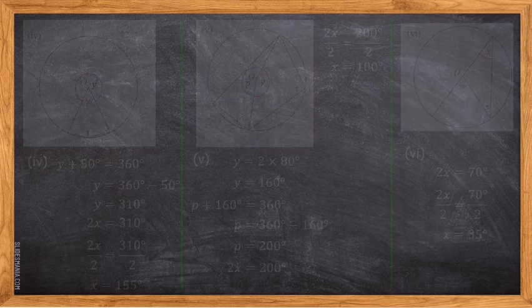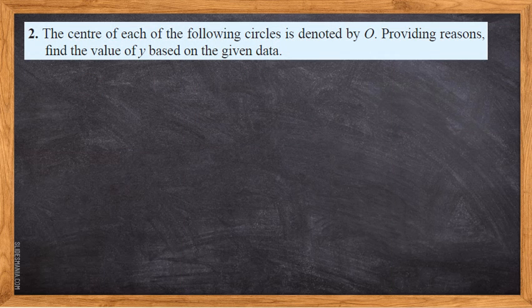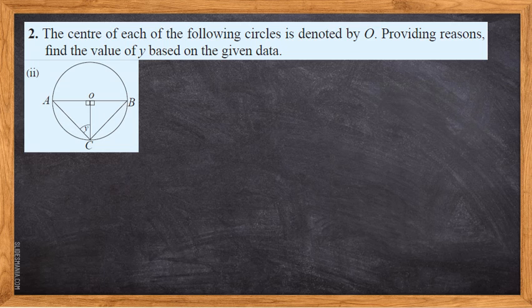Right. Let's look at some more questions. Then, second question, the center of each of the following circles is denoted by O. Providing reasons, find the value of y based on the given data. Now, this time you have to write reasons, right? Okay. Then let's look at the second part. First part you can do on your own, right? Now, we have to find the value of y.